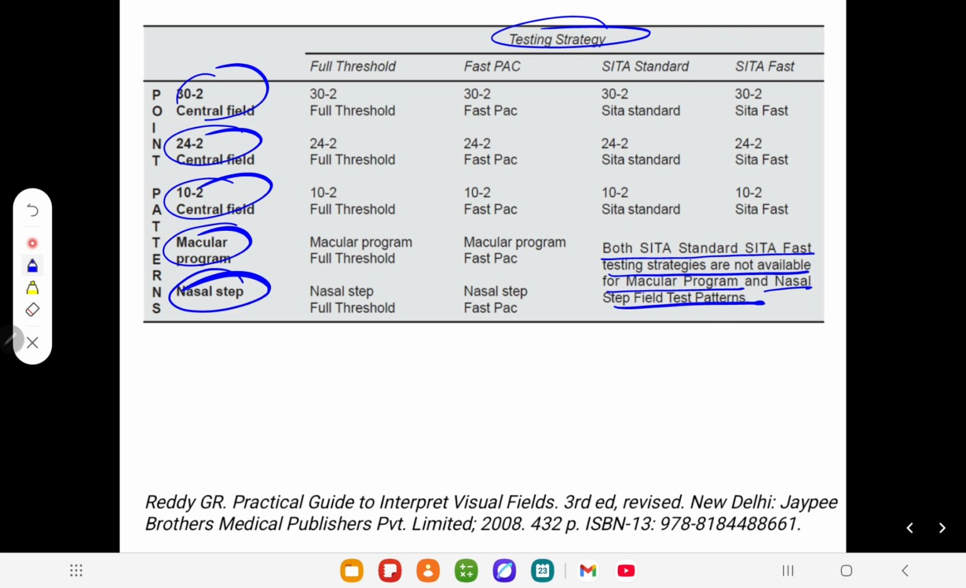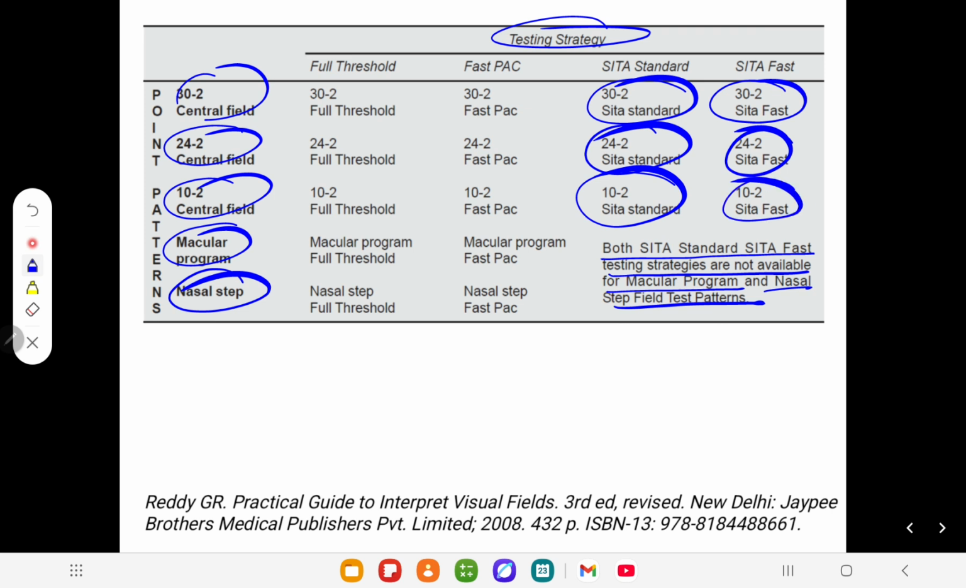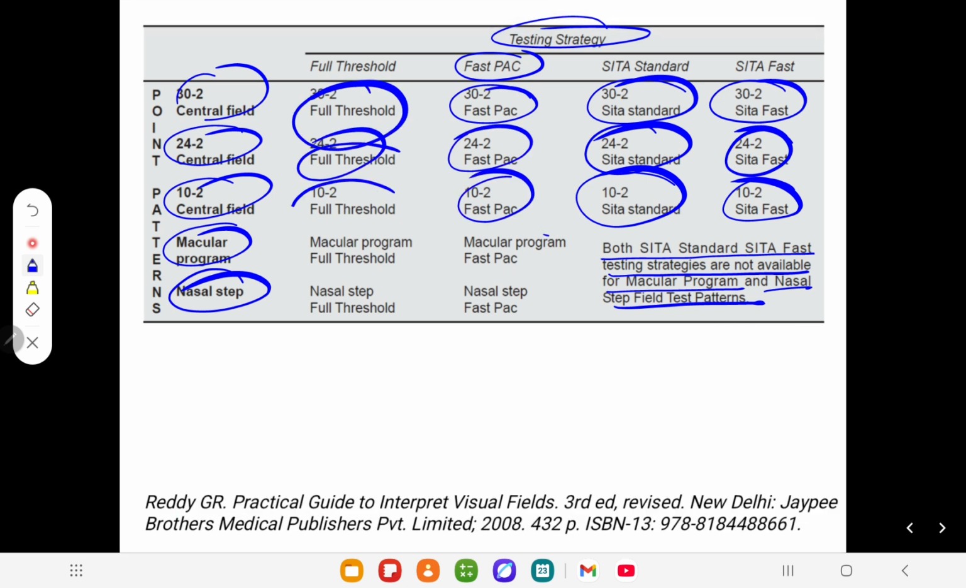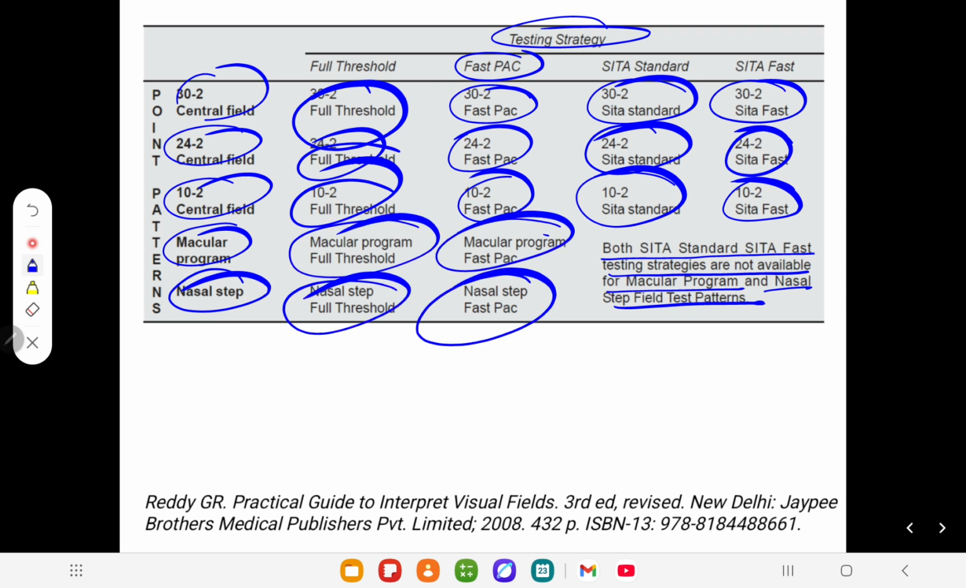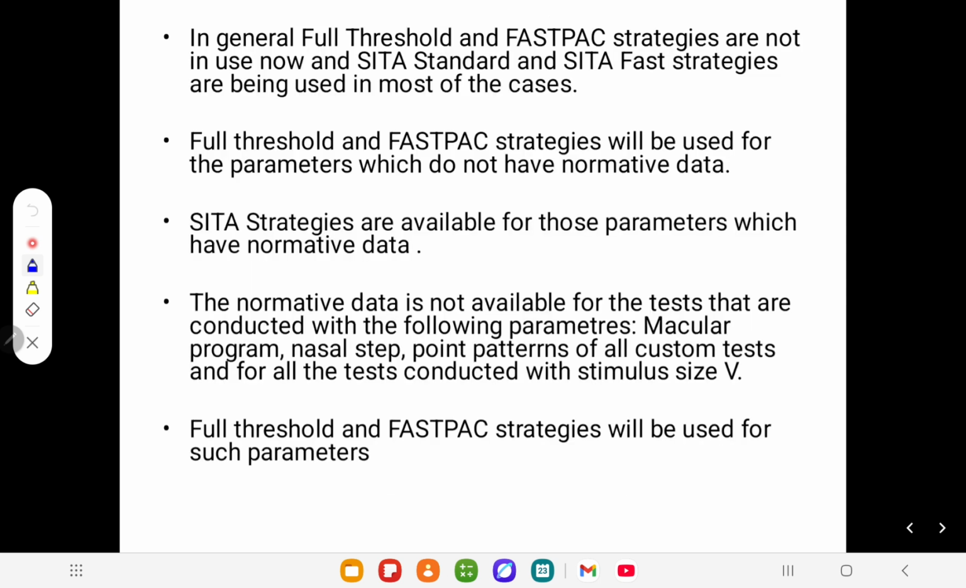Then for 30-2 and 24-2, there are SITA standard and SITA fast. In 10-2 also, there is SITA standard and SITA fast. At the same time, fastpac and full standard are there for all of these. Then in macular program you have macular full threshold, nasal full threshold, macular fastpac, and nasal fastpac. These are the things you will have in your Humphrey.